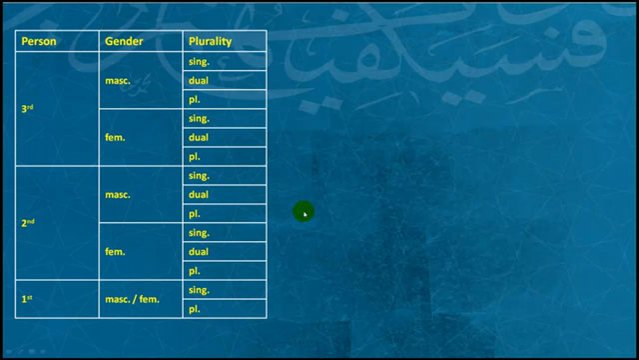And that's 14 conjugations. Now notice that for the first person, we don't have gender distinction, nor do we have a dual. There are good reasons for this, but for now, just remember that the first person only has 2 conjugations. Okay? And there we have 14 conjugations in total.